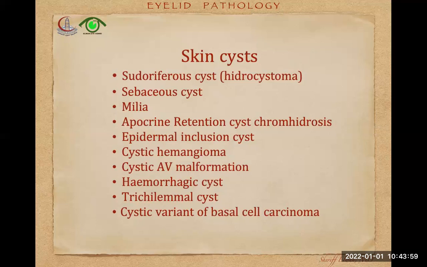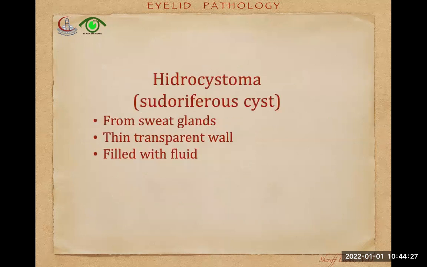So the skin cysts are those 10 ones: pseudoreferous cyst or hydrocystoma, sebaceous cyst, milia, apocrine retention cyst, chromhidrosis, epidermal inclusion cyst, cystic hemangioma, cystic arteriovenous malformation, hemorrhagic cyst, trichilemmal cyst, or cystic variant of basal cell carcinoma.